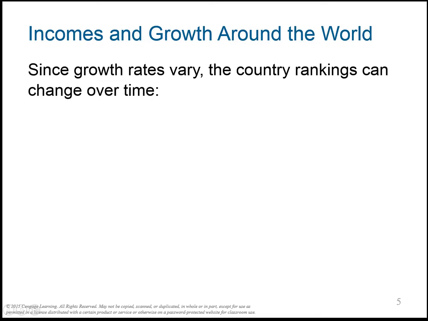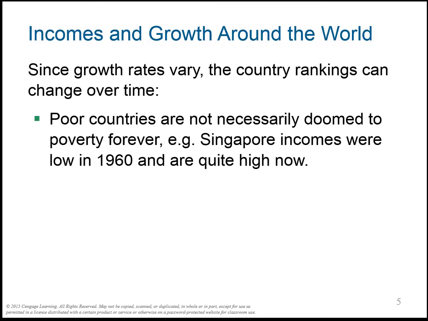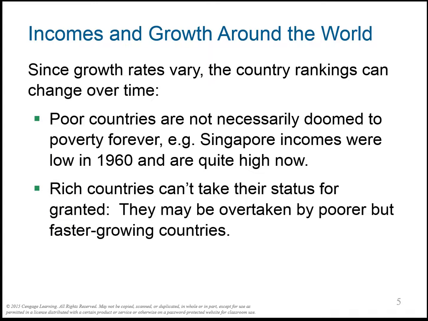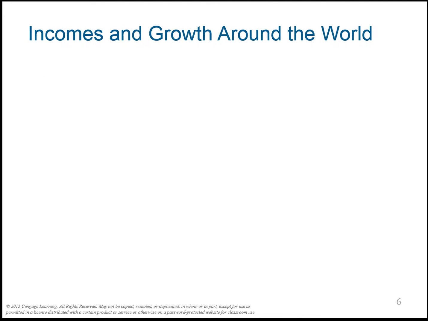All right, so let's think about how the country rankings can change over time due to growth rates, right? Poor countries, i.e. Singapore in the 1960s, it was poor, but now it's quite high. It's 61,000 GDP. It's actually higher than the United States because it's had a very fast rate of growth between now and then. Rich countries won't stay rich forever if they become overtaken by the faster growing countries.